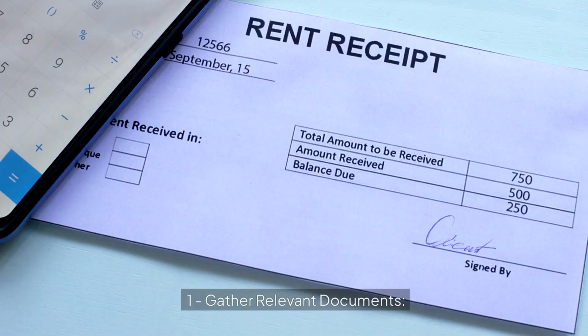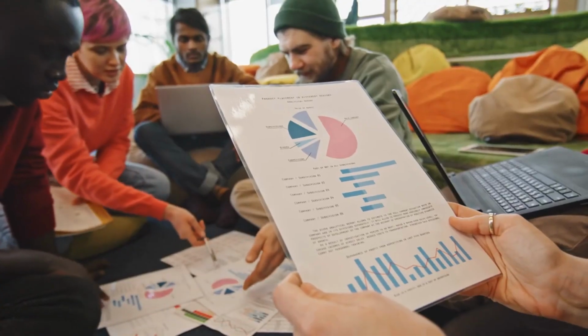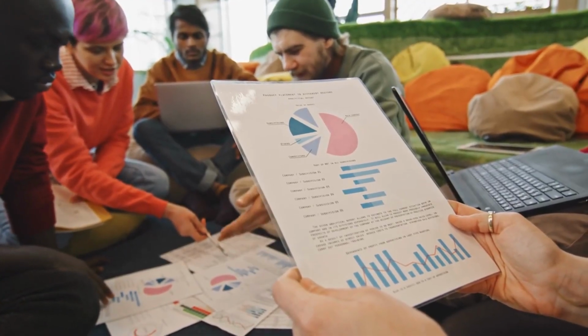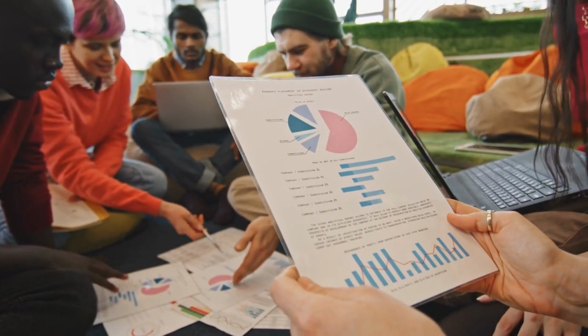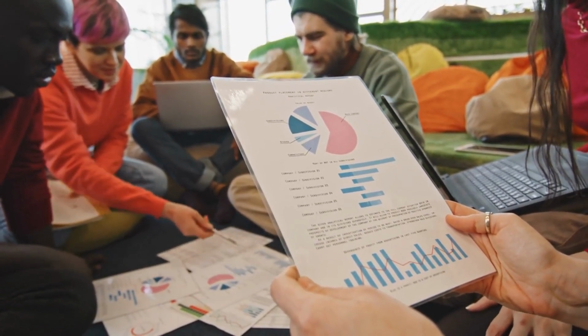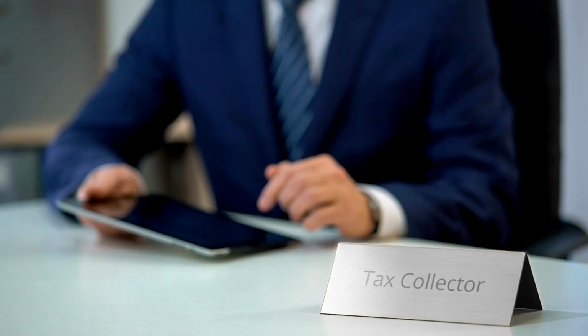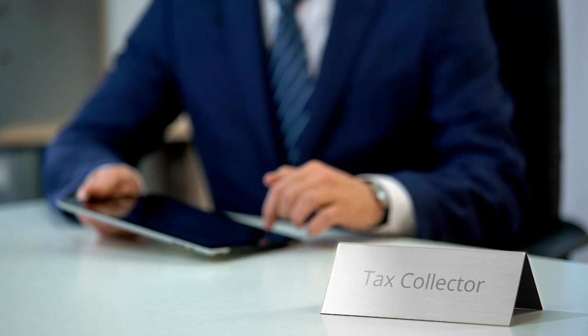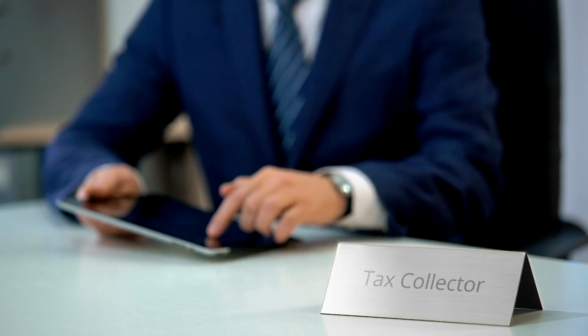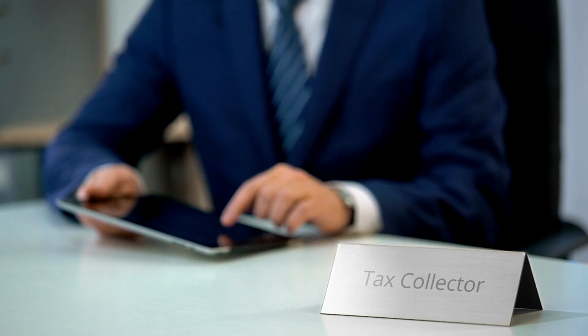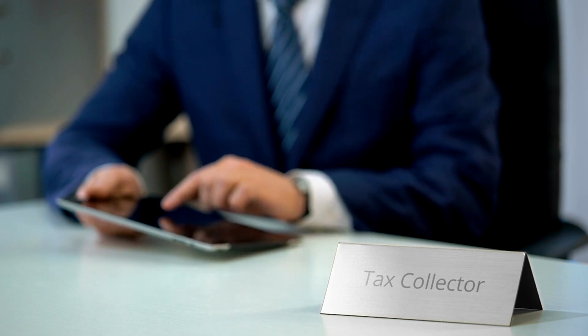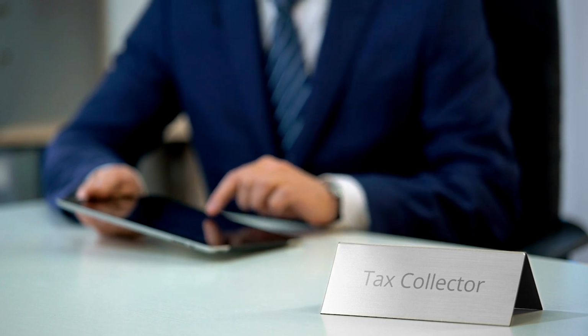1. Gather relevant documents. Start by collecting all relevant financial documents, including loan agreements, credit card statements, mortgage documents, medical bills, and any other records indicating outstanding debts. 2. Create a debt inventory. Develop a comprehensive list of all debts owed, categorizing them based on type, for example, mortgage, credit card, student loans, and creditor, for example, banks, financial institutions, healthcare providers.